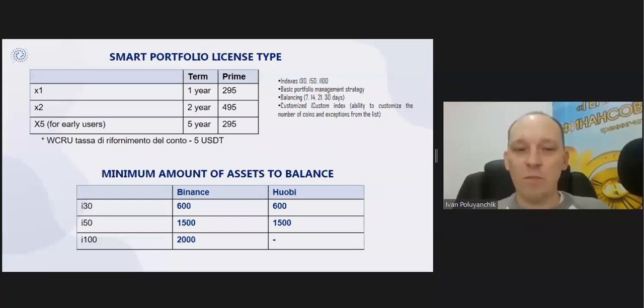And today we have 3 licenses. The first one is for 1 year, 295 plus 5 USDT to top up your portfolio. And if you divide it by 365, this is the calendar year, it is less than $1 a day. $1 a day for you to have a well-balanced crypto portfolio.